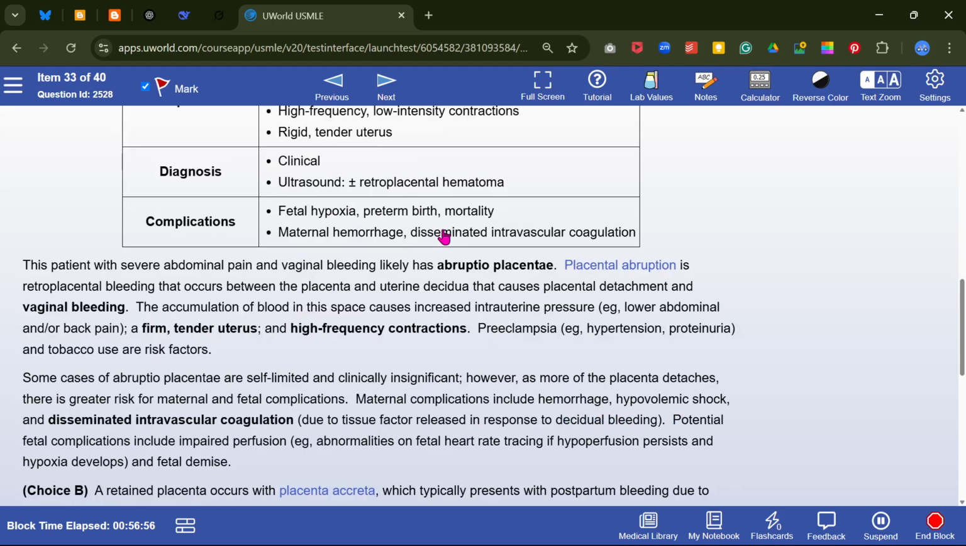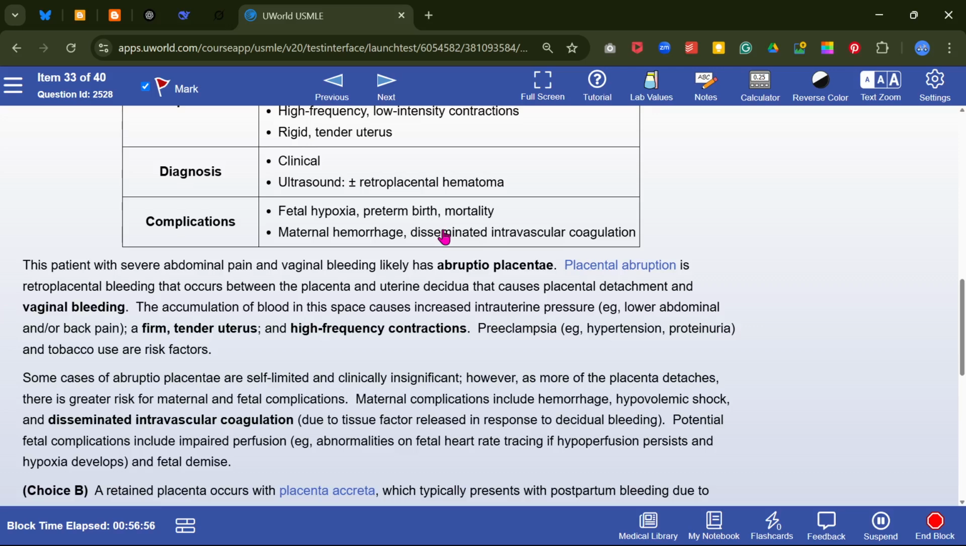This patient with severe abdominal pain and vaginal bleeding likely has abruptio placentae. Placental abruption is retroplacental bleeding that occurs when the placenta detaches from the uterine decidua, causing vaginal bleeding. The accumulation of blood in the space causes increased intrauterine pressure, lower abdominal or back pain, a firm tender uterus, and high-frequency contractions. Preeclampsia, hypertension, proteinuria, and tobacco use are risk factors.